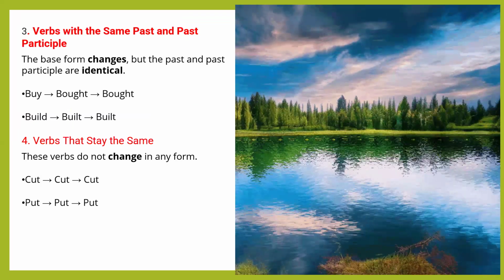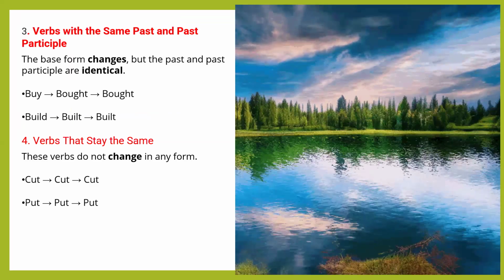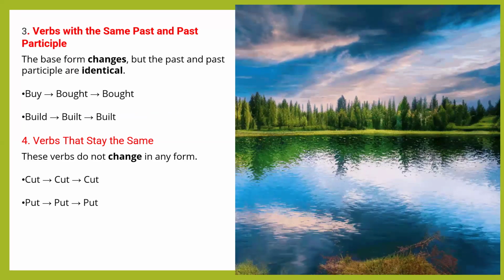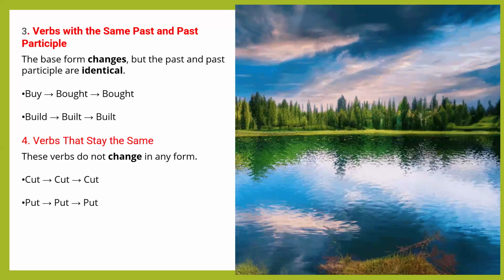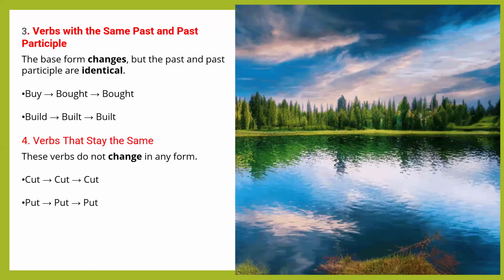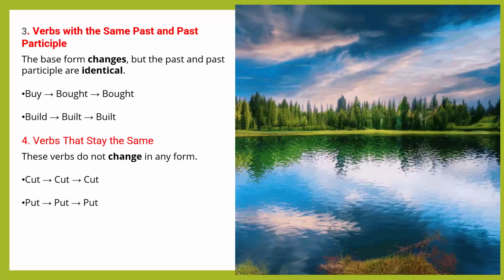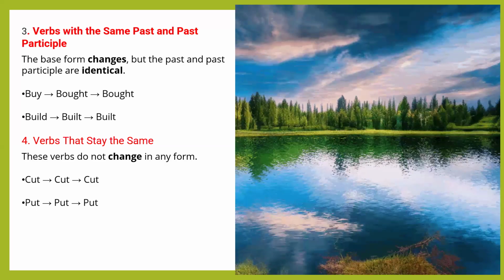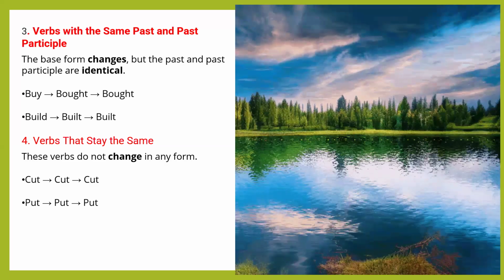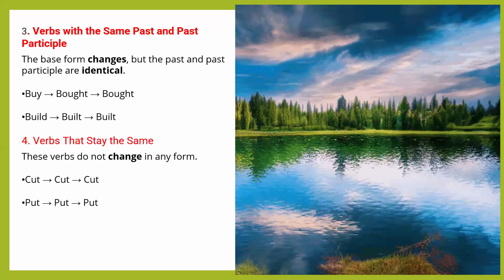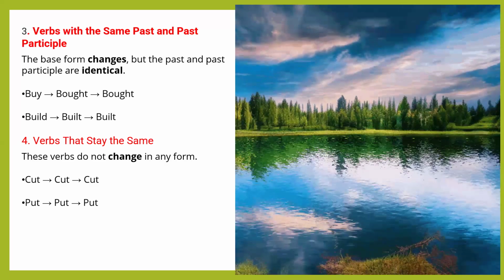Verbs with the same past and past participle. The base form changes, but the past and the past participle are identical. Very important. Buy, bought, bought. Build, built, built. So past, bought; past participle, bought. V2, V3 are the same. Built, built, built. V1 is build. So present is build, and simple past and past participle, V2 and V3, are the same. A few irregular verbs are like this.